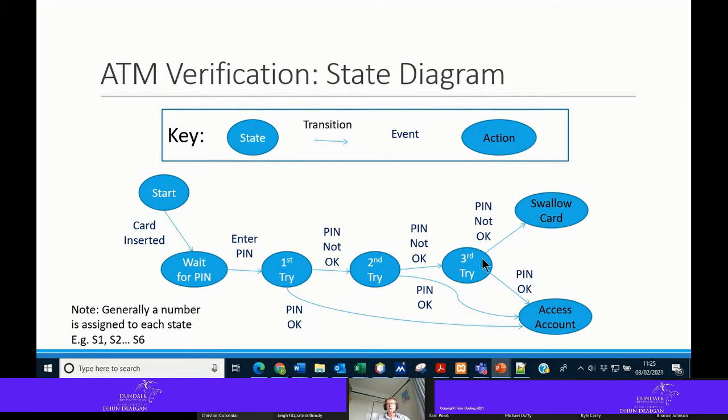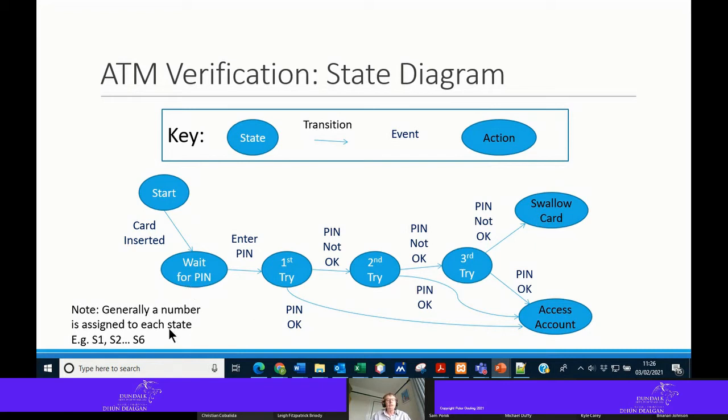If it's not, it goes to the third try state, in which case it'll probably a little bit more forcefully say, this is your last chance to enter your PIN. And if it's okay, you get to access account. If it's not okay, it'll swallow the card and you won't get access, or whatever the conditions would be.